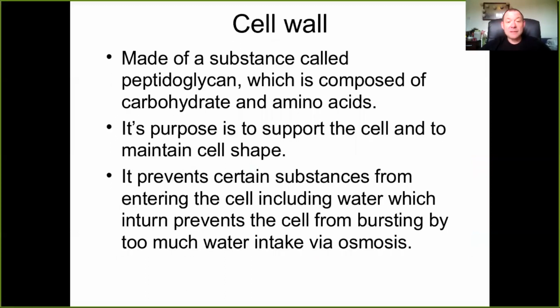The cell wall is made of peptidoglycan, which is composed of a carbohydrate and amino acids, proteins. Its purpose is to support the cell and to maintain its shape. It also prevents certain substances from entering the cell, including water, which in turn prevents the cell from bursting through too much water intake via osmosis.